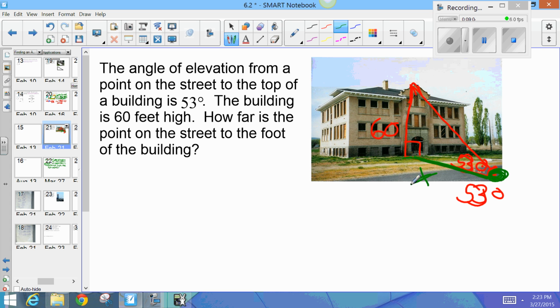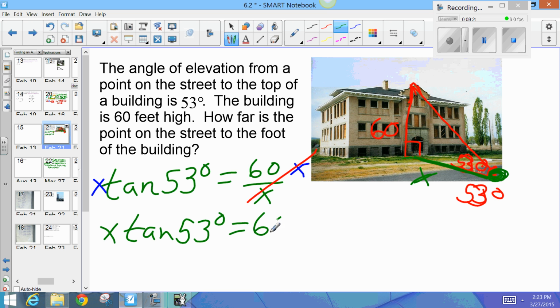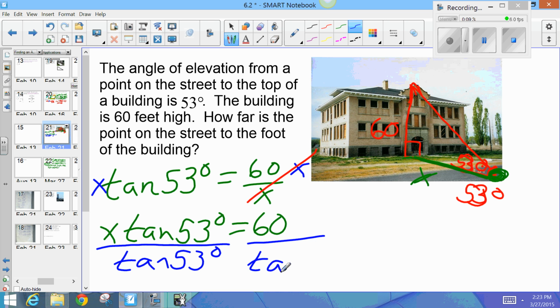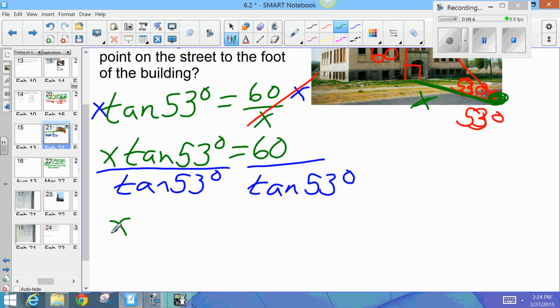So opposite over adjacent is tangent. The tangent of 53 degrees equals 60 over x, right? Multiply both sides by x. Get x to cancel, okay? So now I've got x times the tangent of 53 degrees equals 60, and now I am going to divide both sides by tangent 53. So x equals 60 divided by the tangent of 53.